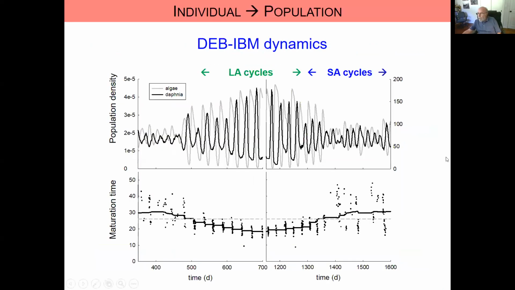So what Ben now did was take his DEB-based DEB-IBM model, and we put stochastic variation into this DEB-IBM model. And what you saw there was that as time evolved, spontaneously the system jumped from exhibiting low amplitude cycles to large amplitude cycles and back to small amplitude cycles, and there was a change in the maturation time. That's as it moved towards the large amplitude cycles, the individuals developed faster.